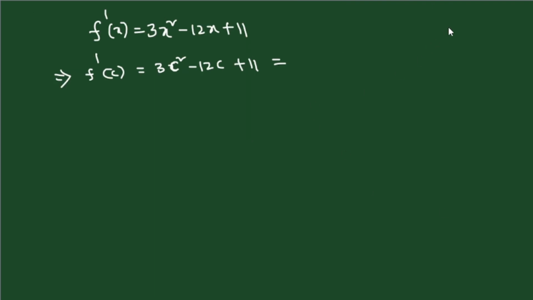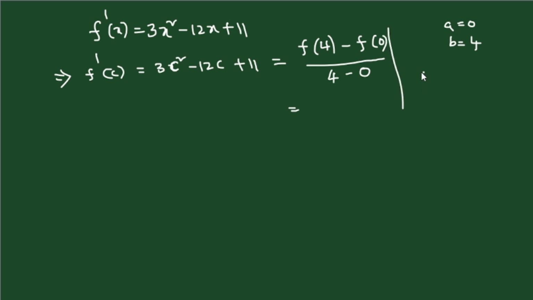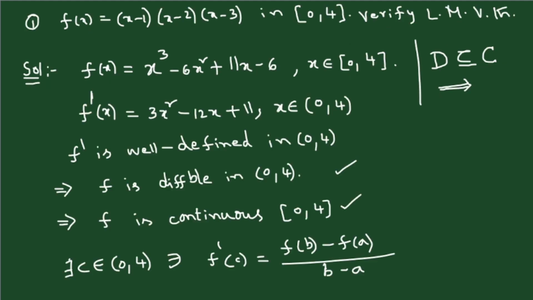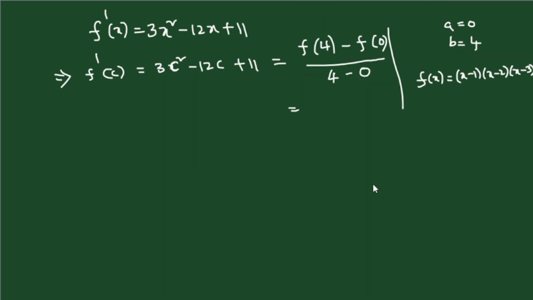Here a is 0 and b is 4. That is the interval. So f(b) is f of 4 minus f(a) is f of 0 by b minus a is 4 minus 0. What is f of x? f of x is (x minus 1) into (x minus 2) into (x minus 3). So you can also take f of x as this, or you can take this. Whichever is convenient, according to the situation, we will take the function.